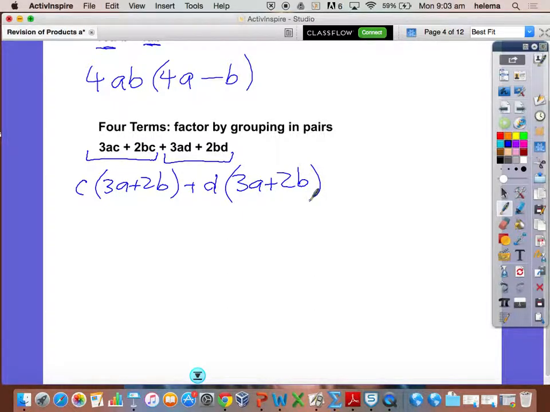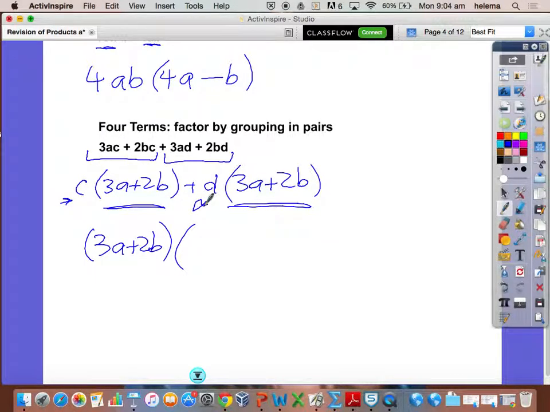Oh, shock horror. These are the same. They're always going to do that to you because they want you to do another step. So now you summarize down. This is a common factor of both of those terms. So I've got 3a plus 2b. What else do I have? This and this. So, C plus D. Shebang. Good? It's actually not difficult. It's a matter of recognizing the question, and then you can do the answer.